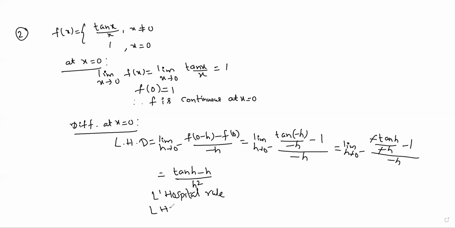Okay, to find the LHD value, we take the derivative of tan, with the same limit, h tends to 0 minus. Now, while applying L'Hospital's rule, we differentiate the numerator and denominator separately. The derivative of tan h is secant square h, and the derivative of h square is 2h. Clearly, we know that the derivative of secant square h is secant square h minus 1, and secant square theta minus 1 is nothing but tan square theta, over 2h.